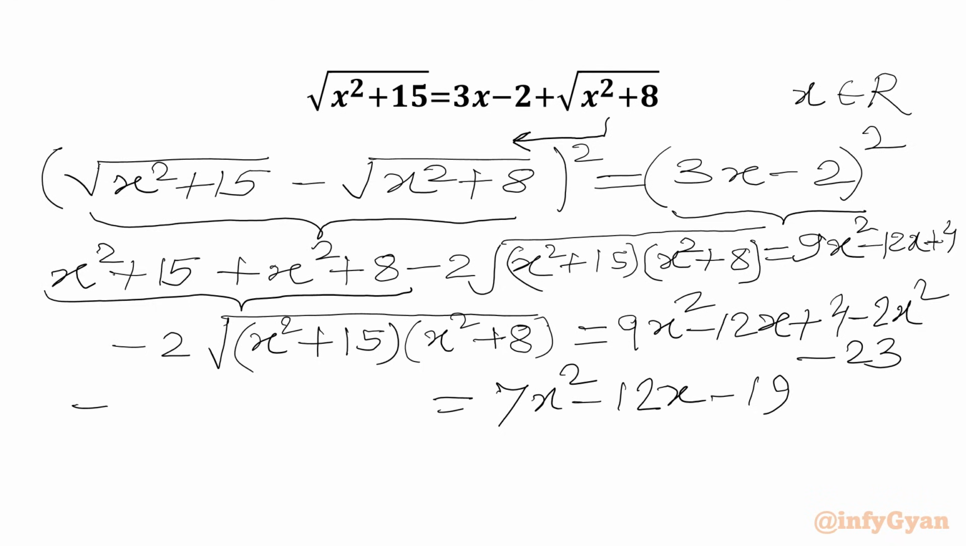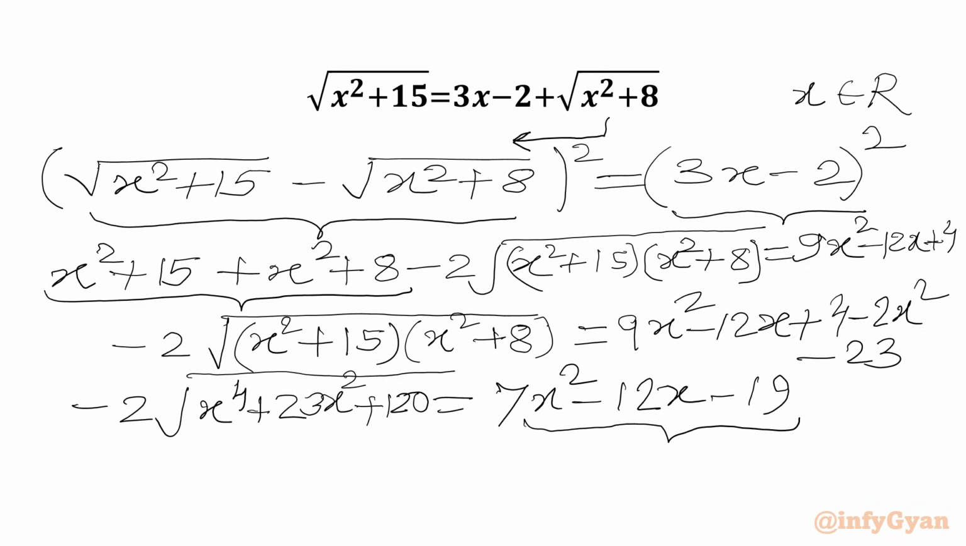And in the LHS it is minus 2 times square root of x power 4, 15 plus 8 is 23x square, and 15 times 8 is 120. Now we'll be squaring once again, so we'll be using the a plus b plus c whole square formula. So we'll be getting a quadratic equation that won't be easy to solve completely. So this method, the method of squaring, is not going to work for us.